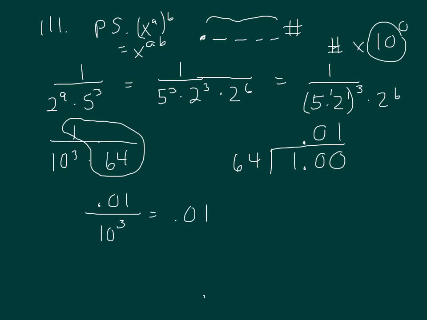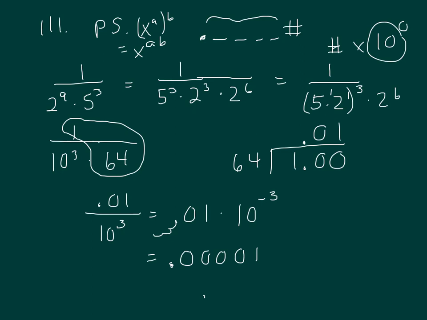Bring that 10 cubed to the numerator, and that changes the sign of the exponent. It turns into 10 to the negative 3. When you multiply by 10 to the negative 3, what that does is move your decimal point 3 places to the left. So you can move this 3 places to the left. That would be 3 zeros, and then you still have 0, 1.